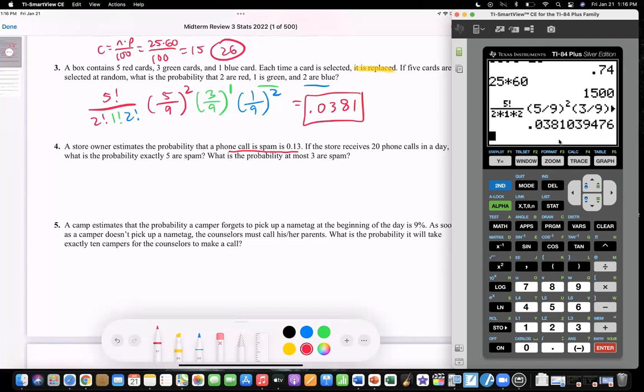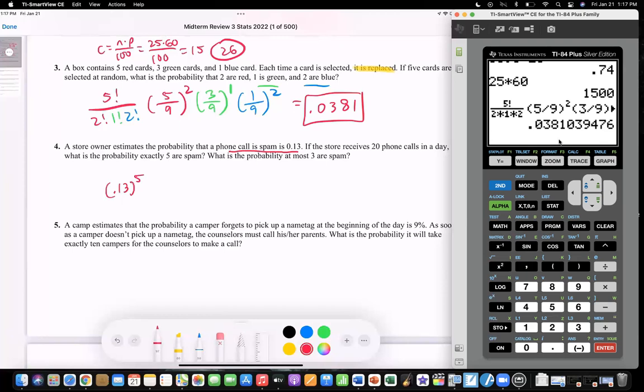Because if I have 20 phone calls, I'm not going to do all 20. So let's say these are 20 dots. If I want the probability that exactly 5 are spam, well, it could be 1, 2, 3, 4, 5. It could be these 5, or it could be these 5. We need all the arrangements, right? But regardless of how these are arranged, remember, it's going to be 0.13 times 0.13 5 times, right? So we want 5 of those.